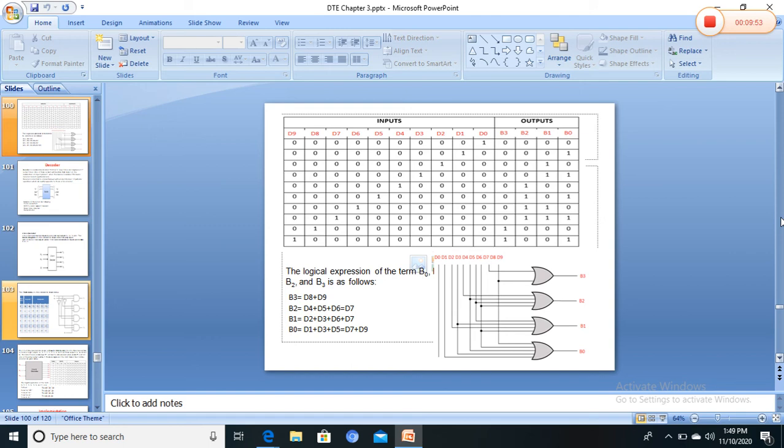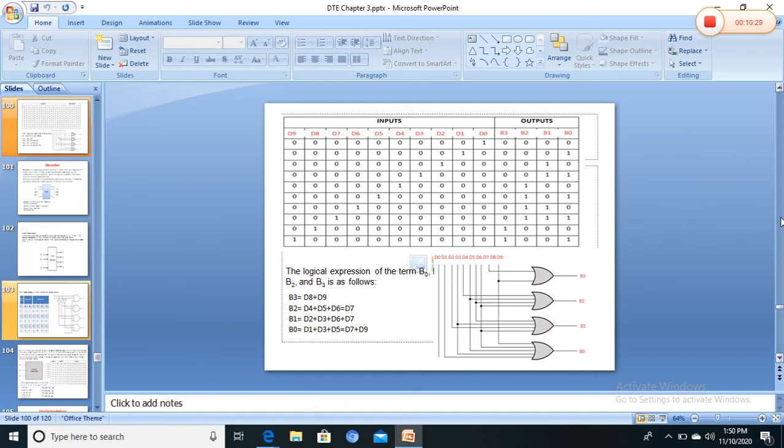From the truth table, when D0 is 1, outputs B3, B2, B1, B0 are 0, 0, 0, 0. Next, D1 is 1 and all other inputs are 0, so the output is 0, 0, 0, 1. This goes from 0 to 9, the BCD base is 10, and only one input is 1 at a time, and the respective output is obtained at the output side. From this truth table we get the equations.